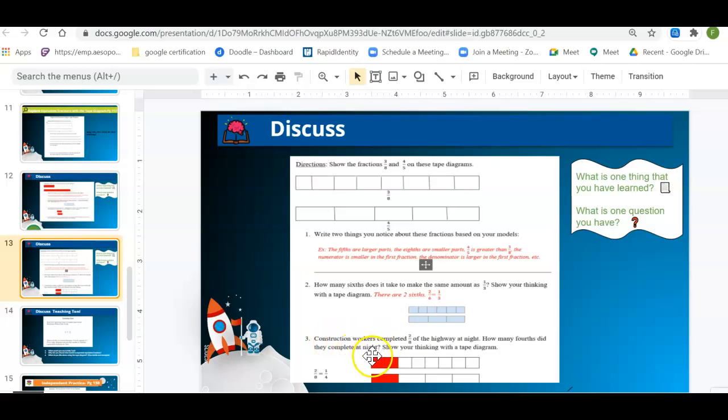And the third one, construction workers completed 2/8 of the highway at night. How many 4ths did they complete at night? Show your thinking with a tape diagram. So here's a comparison. You got 2/8 on the top and there's 1/4 at the bottom. So how many 4ths did they complete at night? 1/4 is what they completed at night.